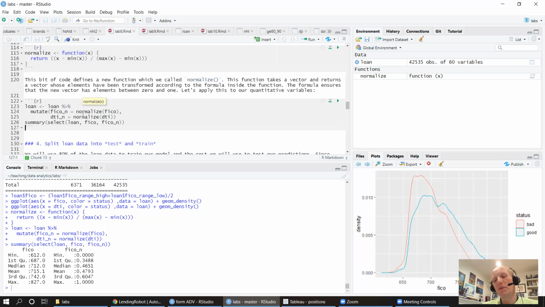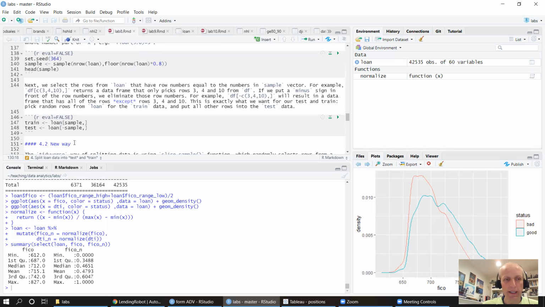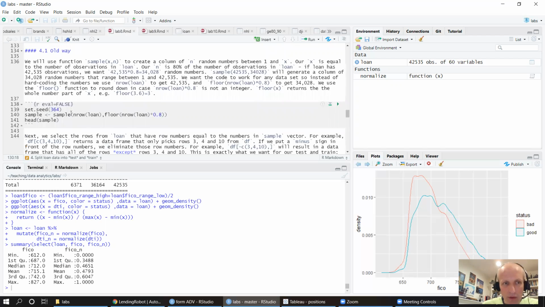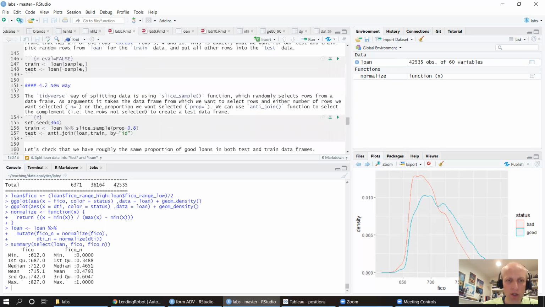But wait, before we feed it, before we train the model, let's split the data into the training set and the testing set, because we want to make sure that the algorithm works on data that it didn't see. So we'll train it on one set of loans and test it on a different set of loans. There are a variety of ways we could split the entire data set into train and test. You can certainly read about the old way. Let's do it the new way.